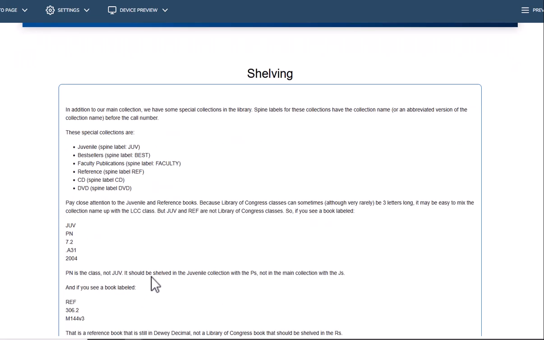Now, when I said if there's some letters at the front, that's a pretty safe guess that it's Library of Congress, yes, but there is one exception, which is that our special collections also have letters at the front, noting what the special collection is. So, for example, all of our juvenile books at the very top of the number have JUV written. And that is not a Library of Congress subject classification, that is just how we differentiate our juvenile collection from our main collection.